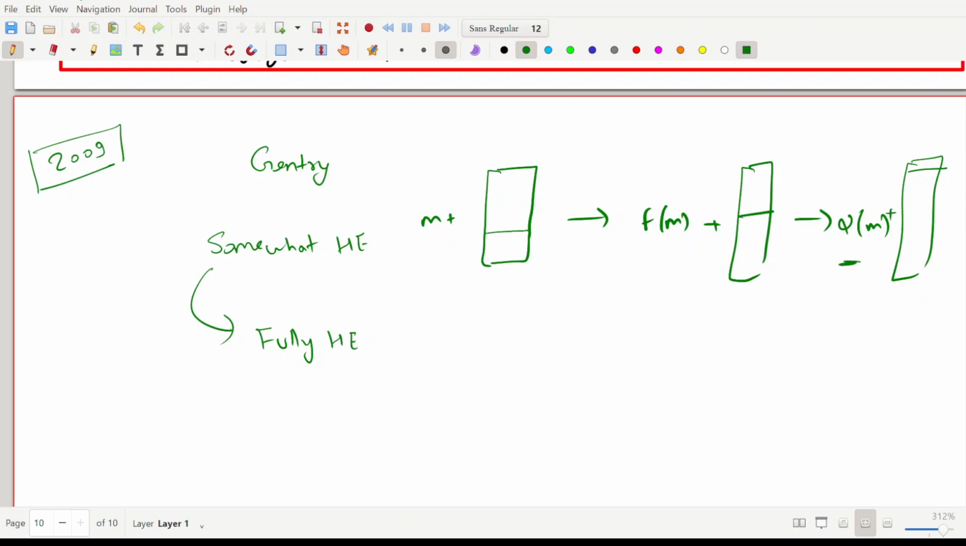Then by some method, some technique which is called bootstrapping, we are going to convert our somewhat homomorphic encryption scheme into a fully homomorphic encryption scheme. Gentry gave this idea of making fully homomorphic encryption based on ideal lattices.